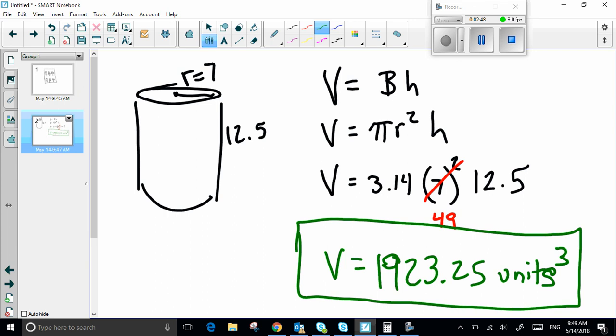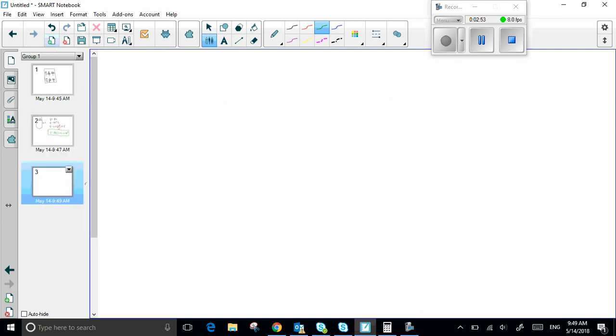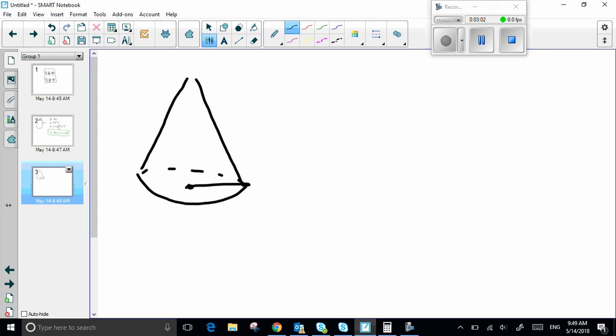Let's do a cone problem. For the cone problem, it's going to be slightly different. Here's your cone. You have the radius at the bottom, but you also have this dotted line here, and that's going to be the height of your cone. Let's do green here. The height is going to be 203 millimeters, while the radius is going to be 75 millimeters.